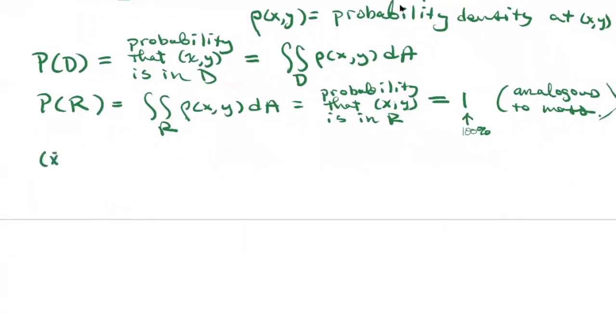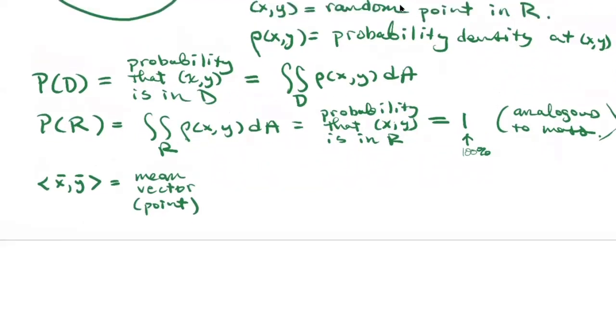Okay, so x bar, and let's do this as a vector just to be cool about it. So (x bar, y bar) is the mean vector, or point, if you like. Now, normally in physics we would call that the center of mass, but in probability theory we would call it the mean. And so x bar would be the first moment.